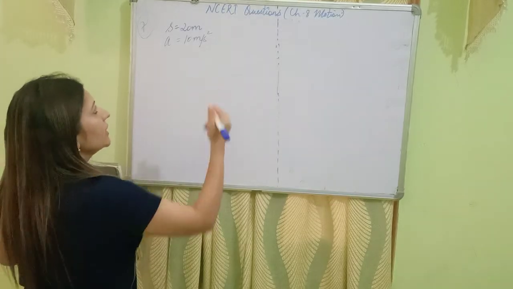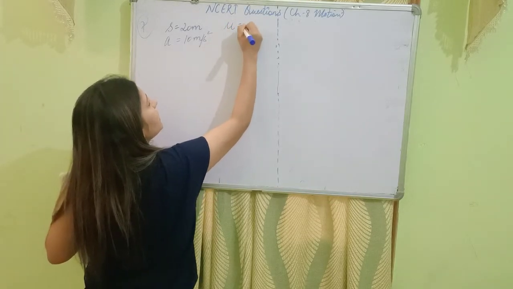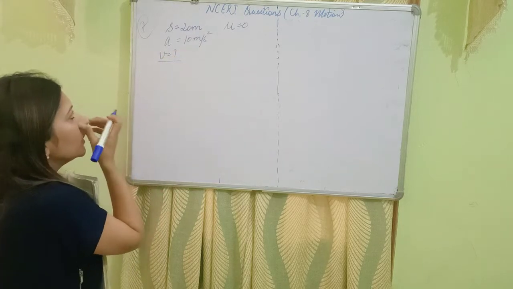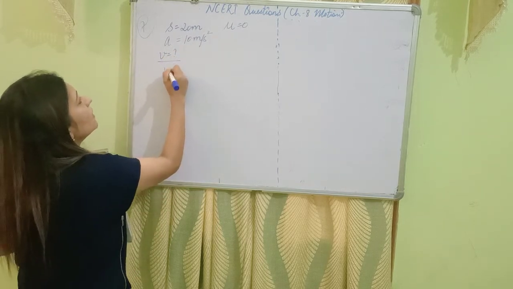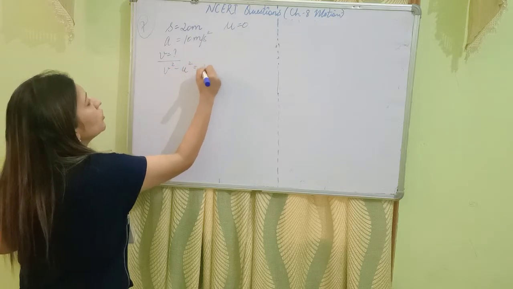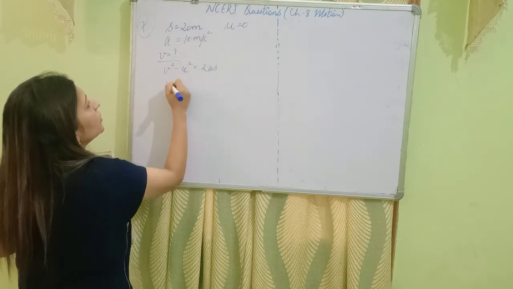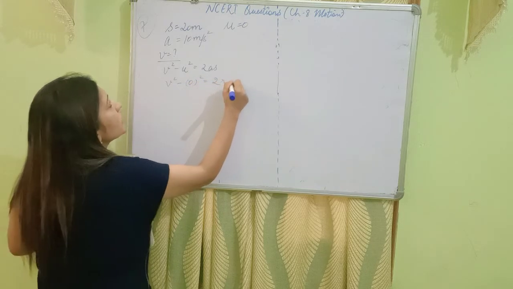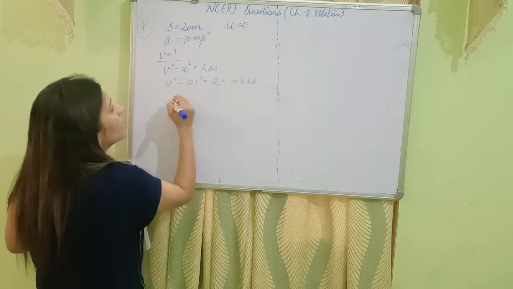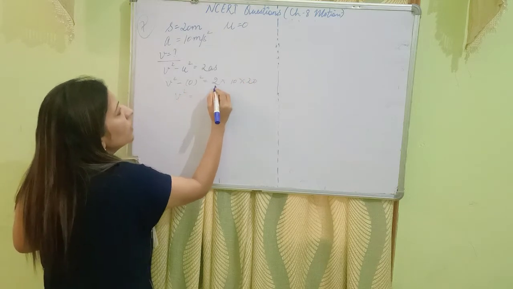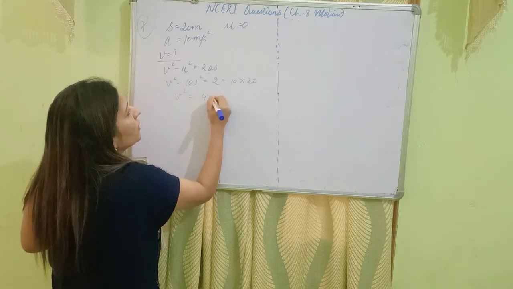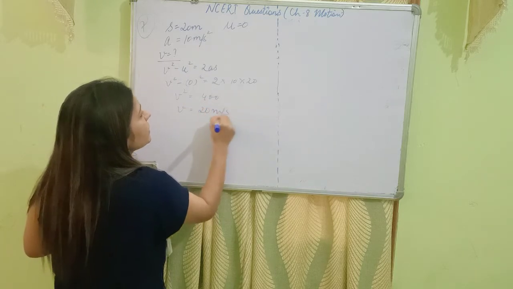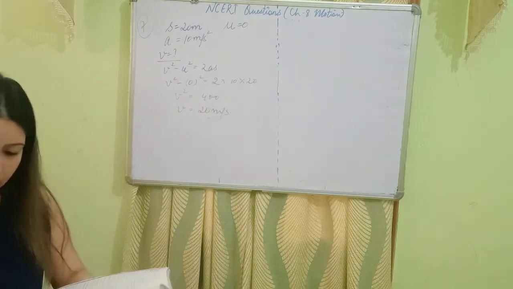Now when something is dropped, its initial velocity is 0, and from this you need to calculate V. We can use the equation of motion: V square minus U square is equal to 2AS. V you need to calculate. U is 0. 2 into acceleration, which is 10, into S, which is 20. V square is equal to 2 2s are 4. So V will come out to be 20 meters per second.